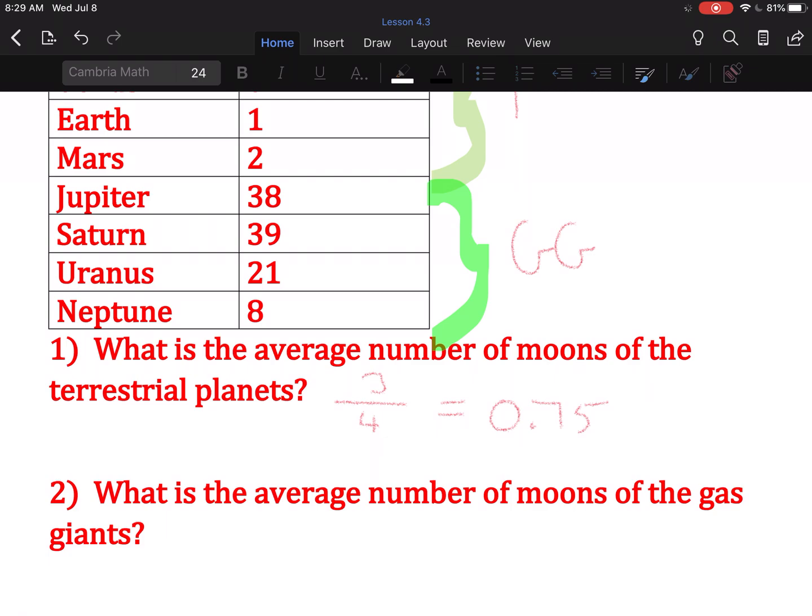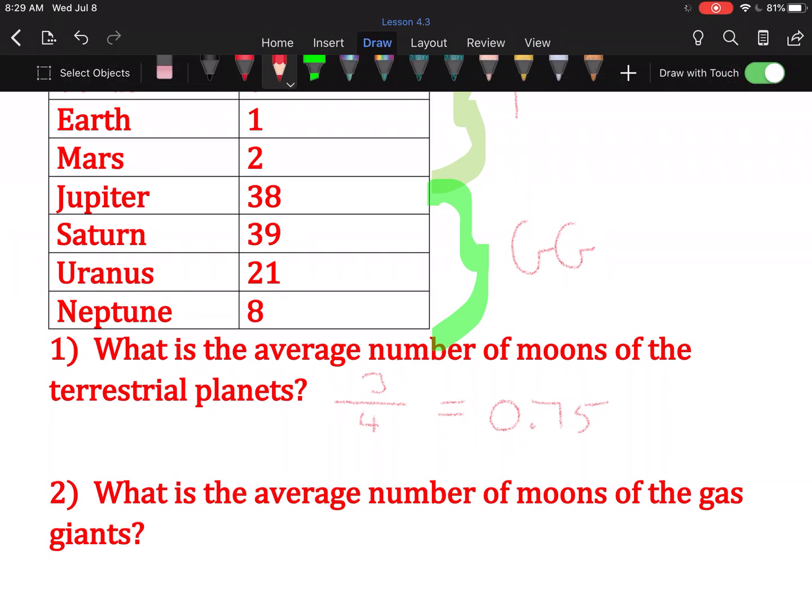What is the average number of moons of the gas giants? Okay, so here we actually need to do some adding, because the gas giants are Jupiter's 38, and Saturn's 39, and Uranus is 21, and Neptune's 8. So those planets have a combined 106. 106 moons divided by the 4 planets means each gas giant on average has 26.5 moons.